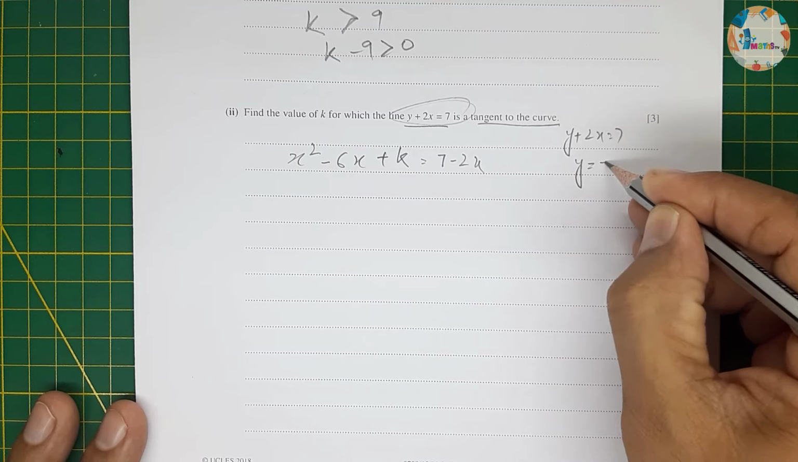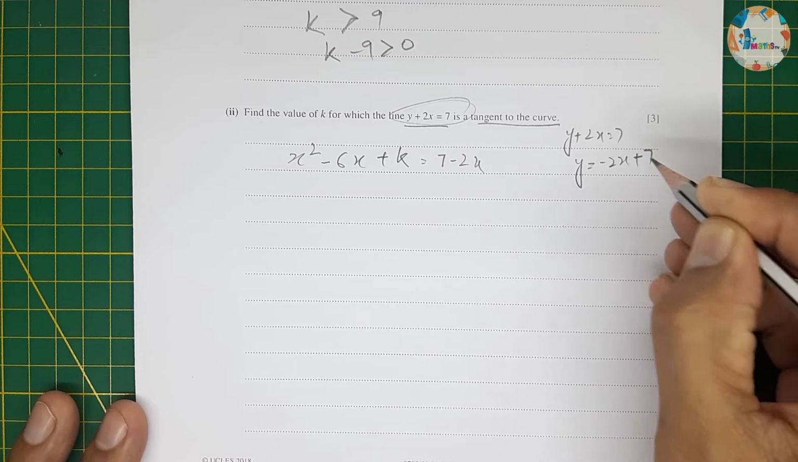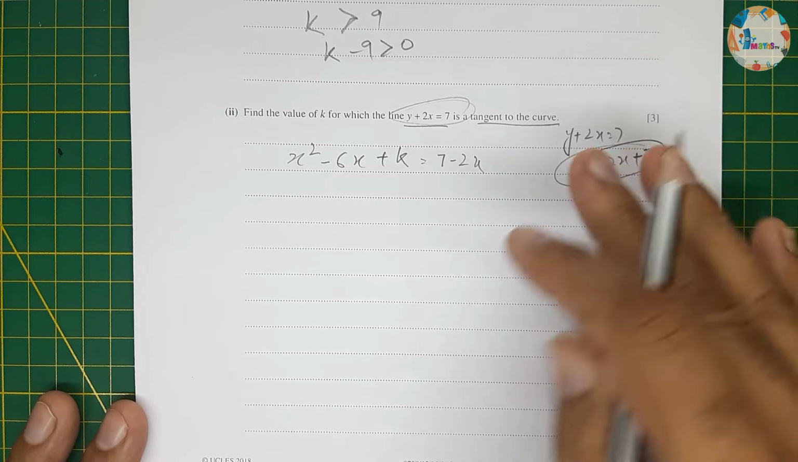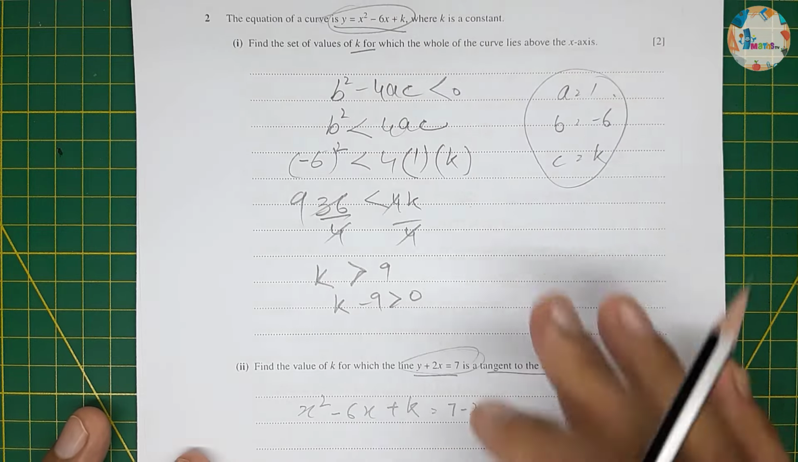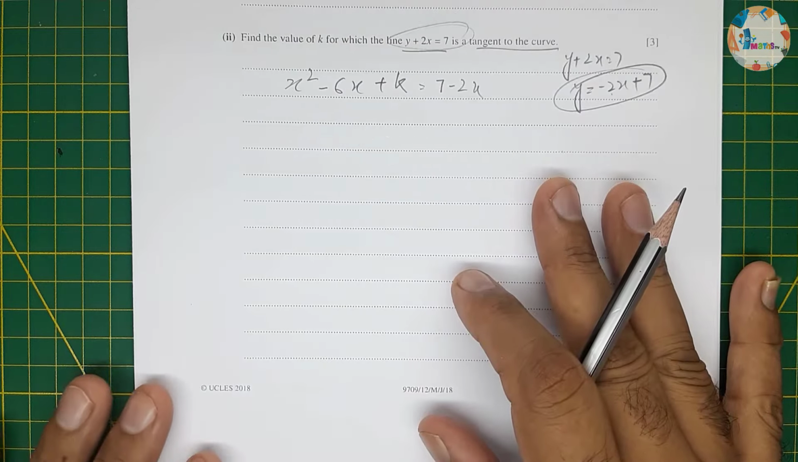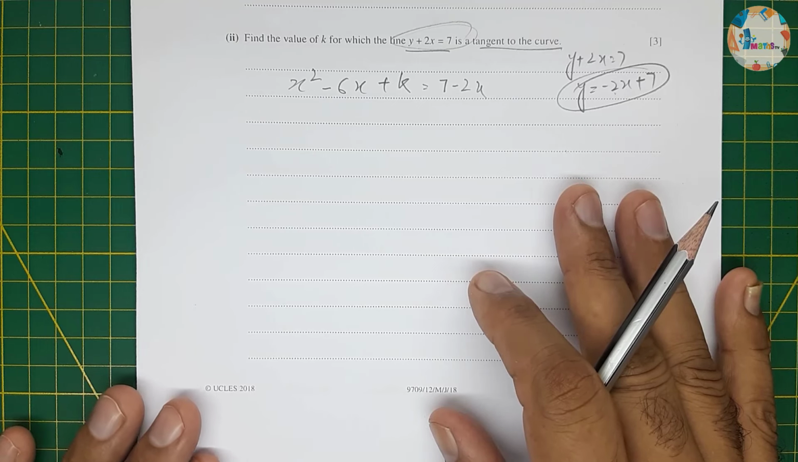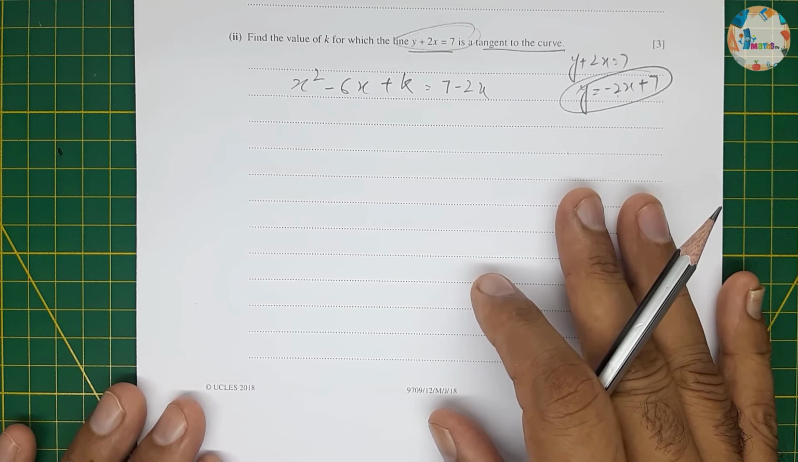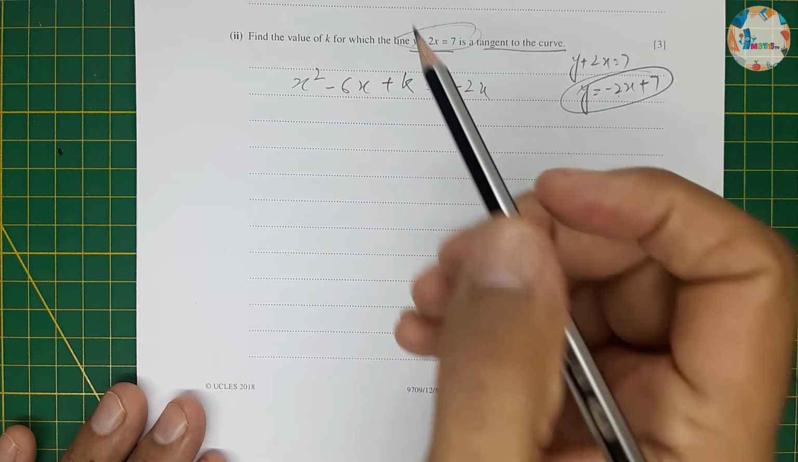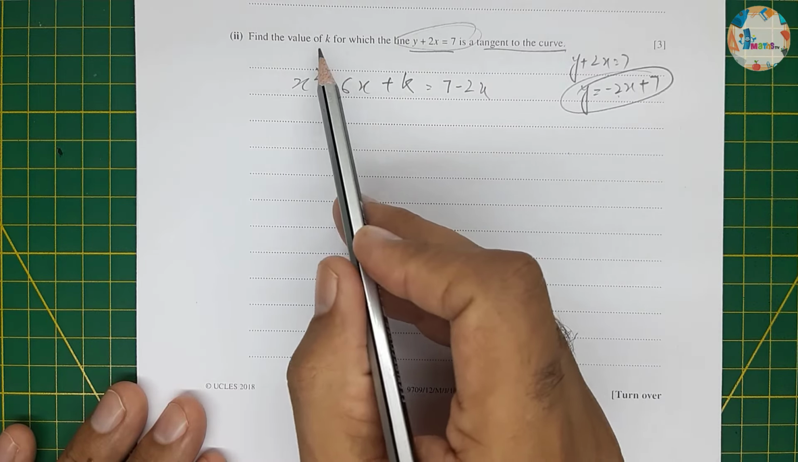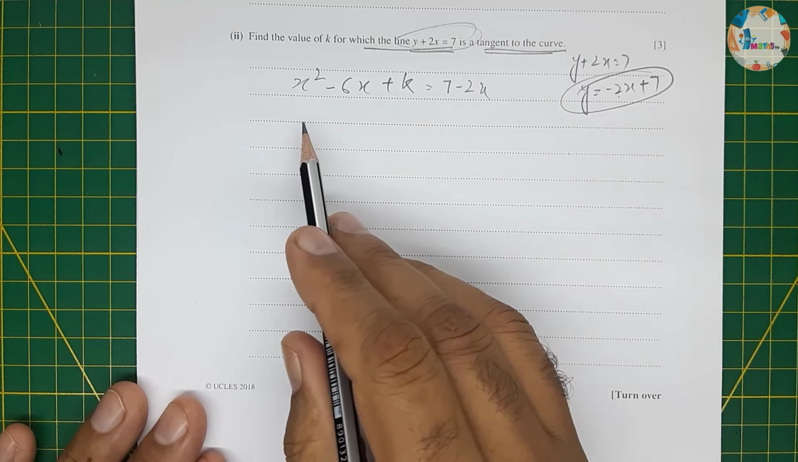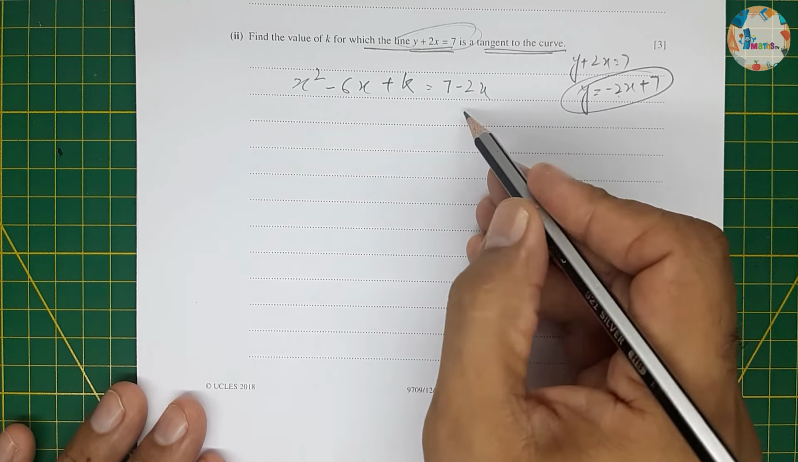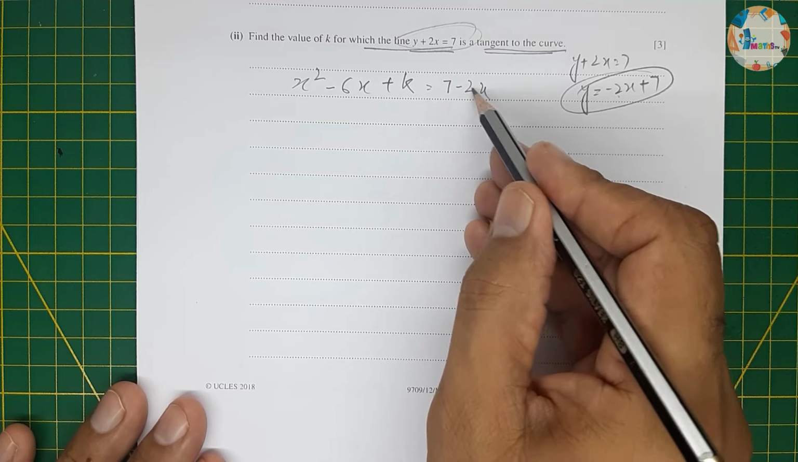we have written y is equal to minus 2x plus 7, and we have utilized this equation and the curve equation which is provided over here, and we have equalized these two equations because they are saying the line is tangent to the curve. Basically they are saying find the value of k for which the line is a tangent to the curve. So we can equalize them, and we now will have to simplify. We can shift this to this side.